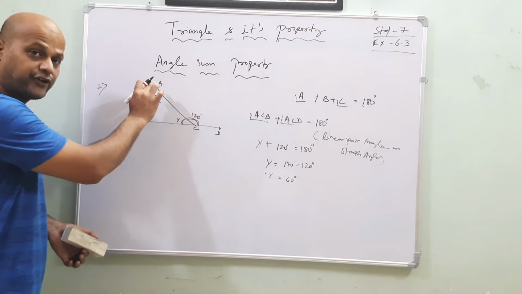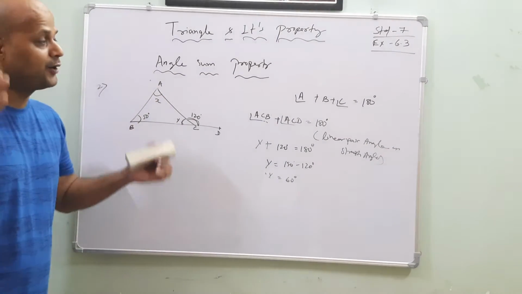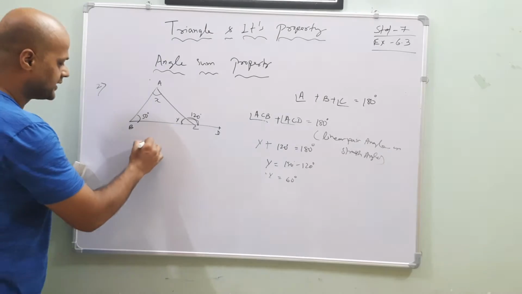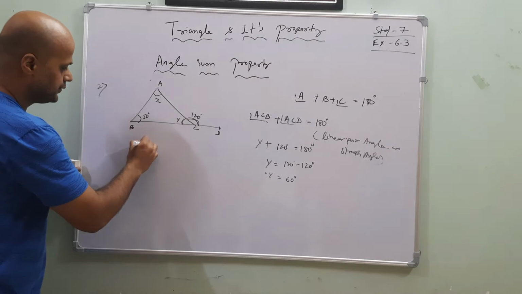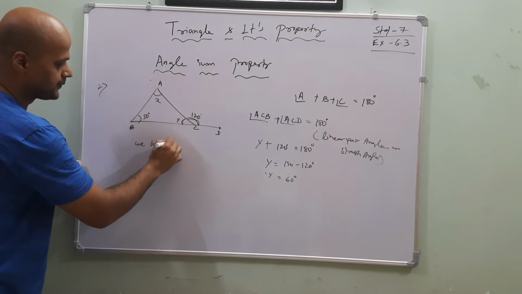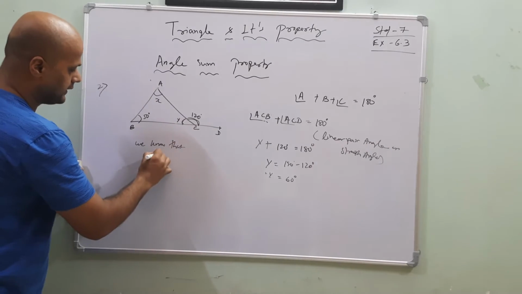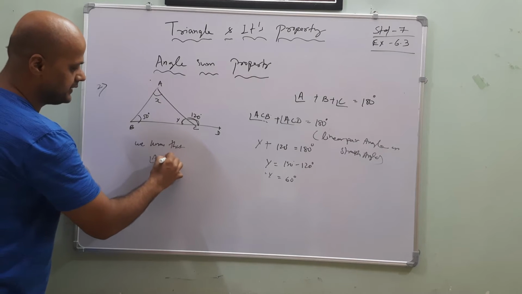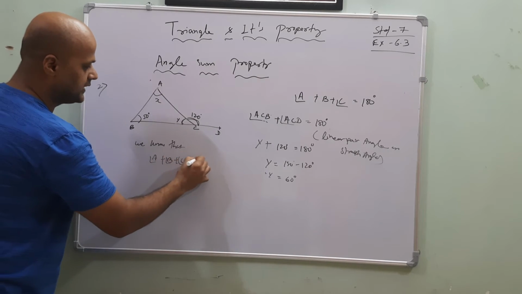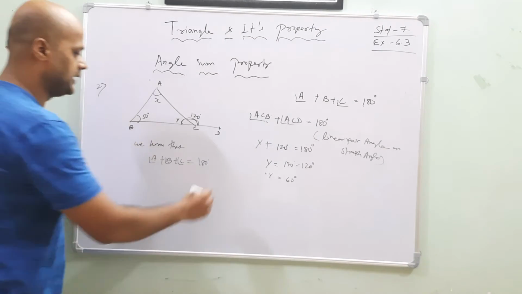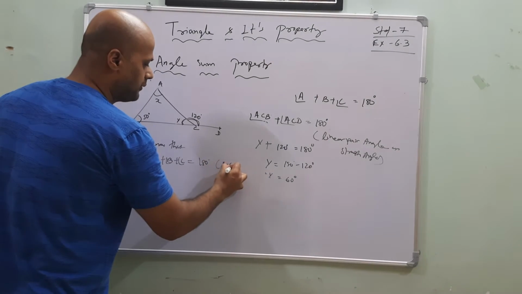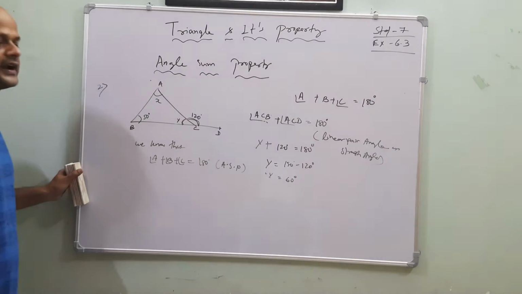Now can you find angle A? Yes. Now put the value. What is that? Angle sum property. We know that, again you have to write it. Angle A plus angle B plus angle C is how much? 180 degree. Why? Same thing, angle sum property. First you have to write like this.